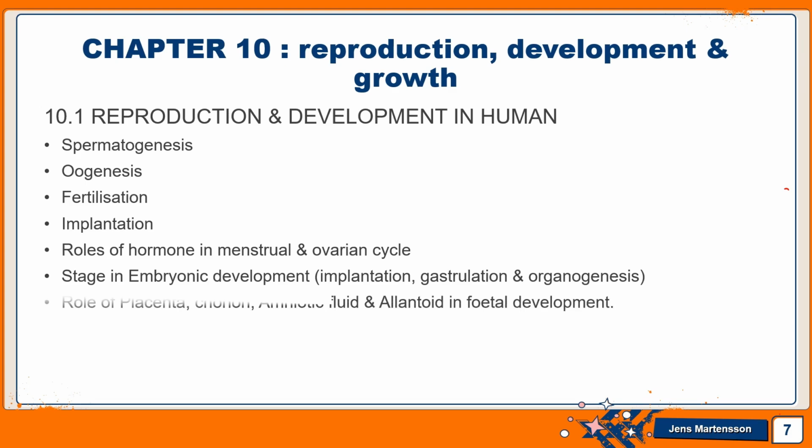The other topic is the role of the placenta, chorion, amniotic fluid, and allantois in fetal development. These 4 structures are actually formed after gastrulation. After gastrulation, it will form these structures: placenta, chorion, amniotic fluid, and allantois. You have to know all their functions. What are the functions of the placenta, chorion, amniotic fluid, and allantois in fetal development?